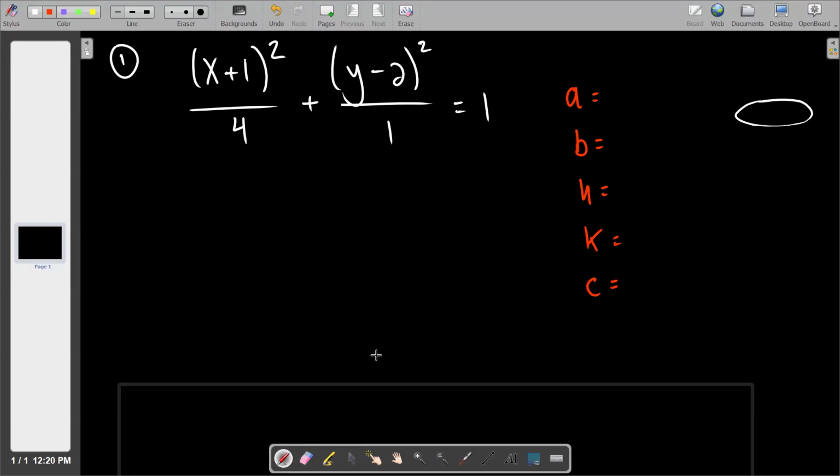So A, you're going to find as the square root of the larger bottom, and the square root of 4 is 2. And then B is going to be the square root of the smaller bottom, which is 1. And then I'm assuming you don't have any issues with H and K. H comes from the x parentheses, so that's -1. And K comes from the y, and that's +2.